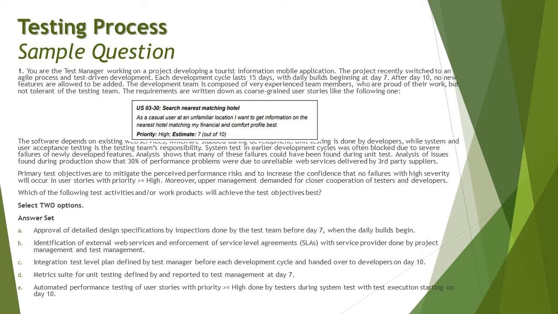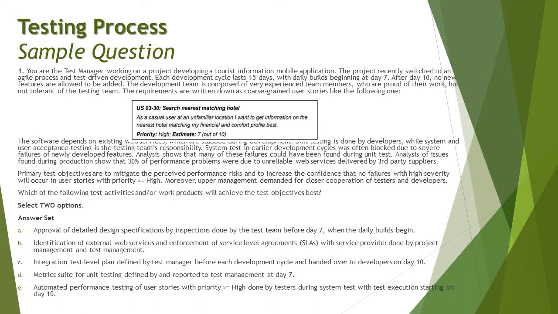You are the test manager working on a project developing a tourist information mobile application. The project recently switched to an agile process and test-driven development. Each development cycle lasts at least 15 days with daily builds beginning at day 7. That is, on day 7 you start with the daily builds, and before that, of course, you have a lot of other activities happening. After day 10, no new features are allowed to be added.